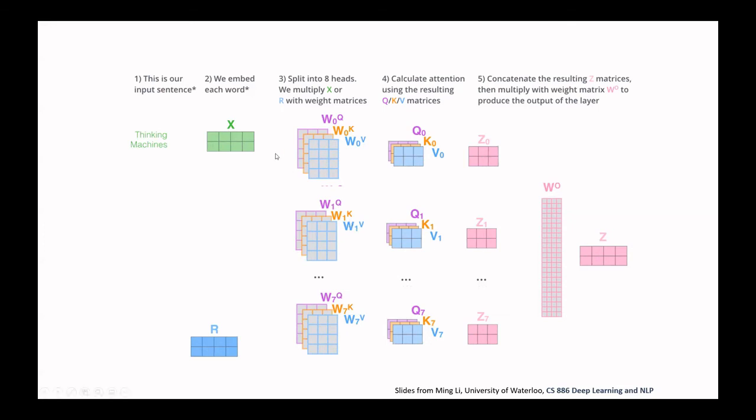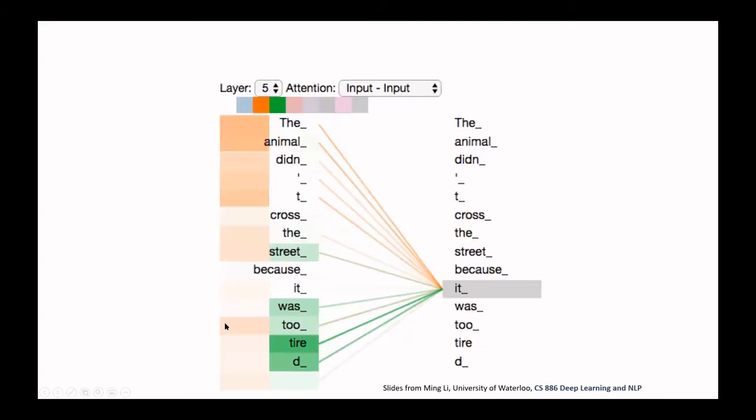So in the first one, we'll have X, but in the other layers, we'll have the R from the previous one. Now here's an example of what these heads are doing. What we are showing is only 2 heads. They are colored, this orange one and the green one.